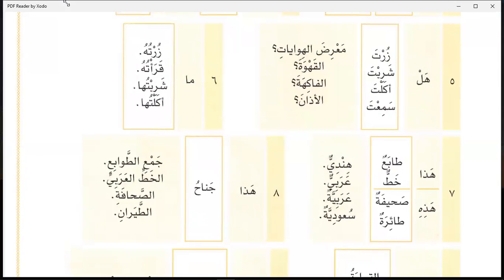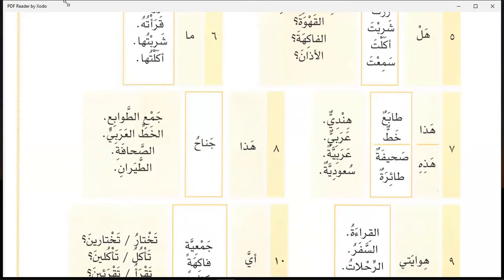Mr. Rizwana. Haza tabi'un Hindi. This is an Indian stamp. Haza khattun Arabiyun. This is Arabic calligraphy. Hadhihi sahifatun Arabiyatun. This is an Arabic newspaper. Hadhihi tairatun Saudiya. This is a Saudi aeroplane.